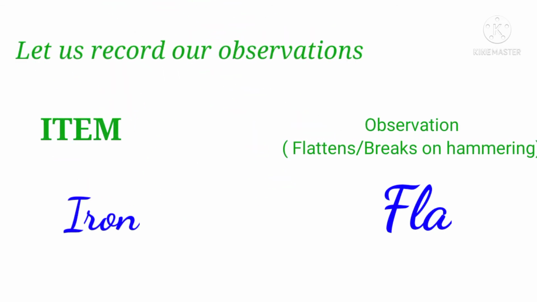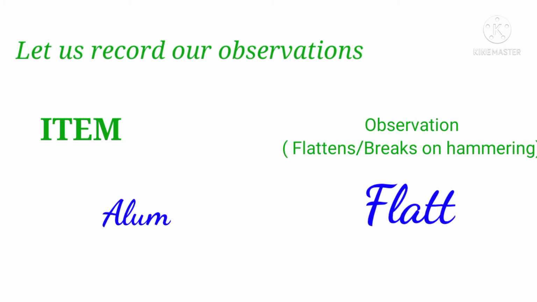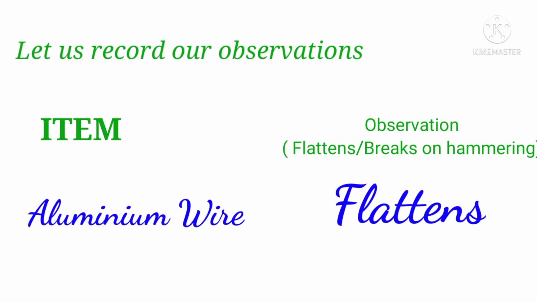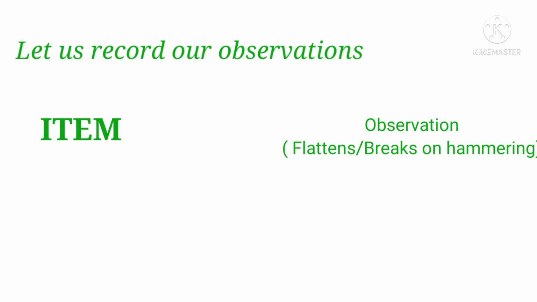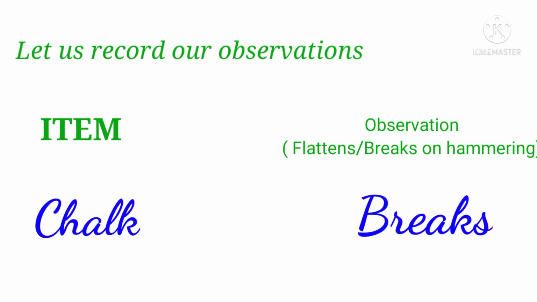Let us record our observations. When we beat the iron nail, it flattens. When we beat the aluminium wire, it too flattens. But when we beat the coal piece, it breaks. And when we beat the chalk, it too breaks. Do you know why this is so?